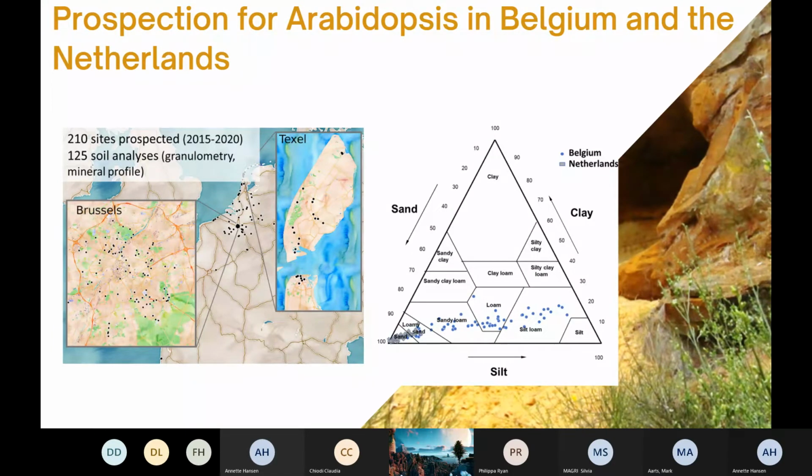Then we clearly see that the Arabidopsis from the Netherlands are mostly from sandy soils, whereas in Belgium there are different kinds of soils: sandy, loam sandy, loamy soil, or silt-based soil. So it's different kinds of natural habitats or urban habitats in which the same plant has been growing.